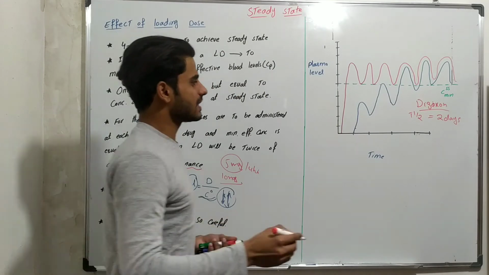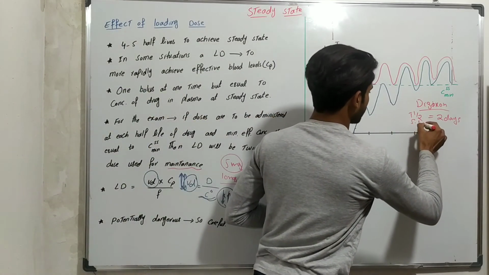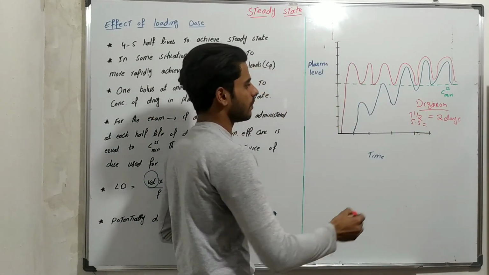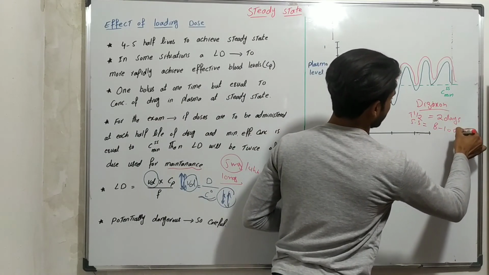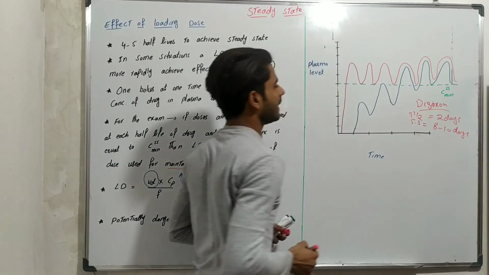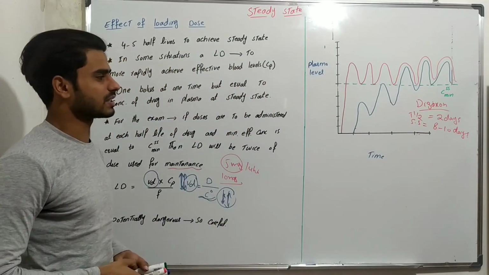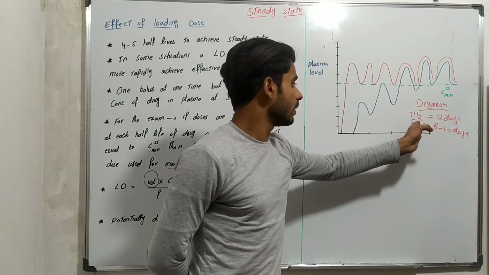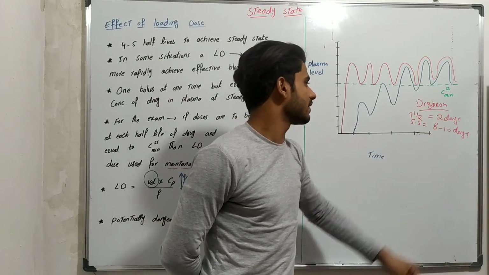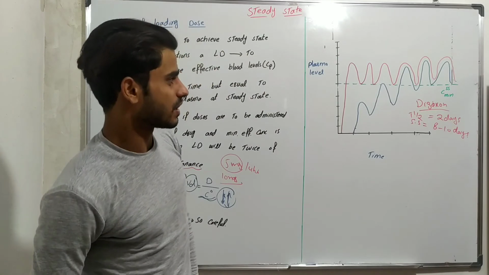So how many half-lives does it take to reach steady state? Clinically, 4 to 5 half-lives. So we multiply 4 to 5 by 2 days, which is 8 to 10 days. So we are taking digoxin in case of arrhythmia, and the half-life is 2 days. Then after 8 to 10 days, it will reach its steady state plasma concentration.